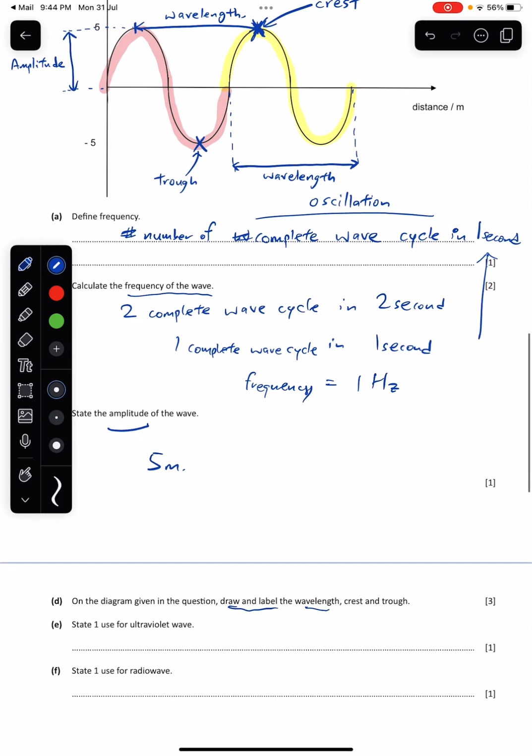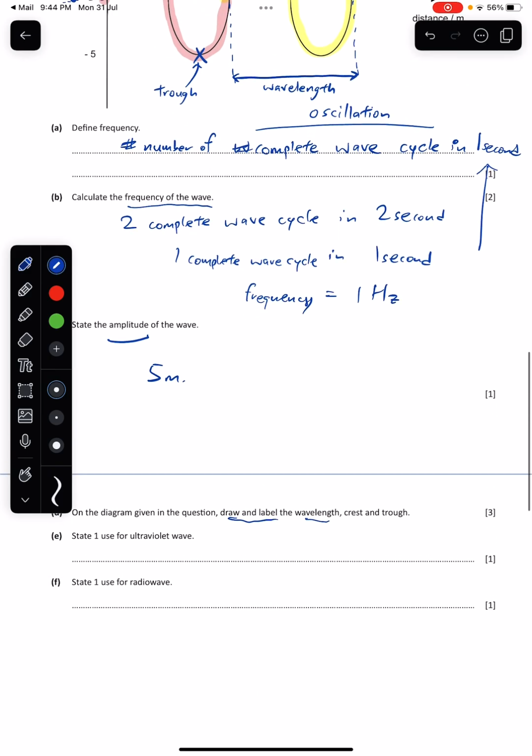And last, they want you to state use for ultraviolet. So if you recall, ultraviolet can be used to sterilize equipment. Remember the dentist? The metal thing, the mirror or something they put inside your mouth. After you finish checking you, they put inside a box with ultraviolet light to kill germs. So it can be sterilized equipment. That's one example. Radio wave is radio communication, or just basically in the radio.